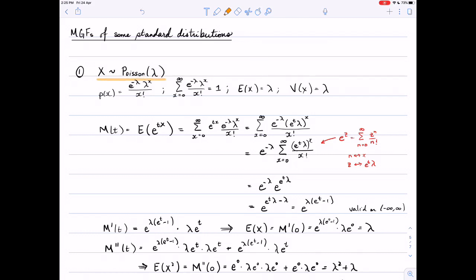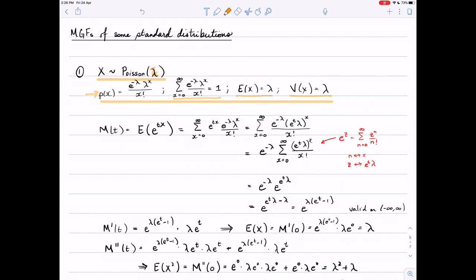The first standard distribution that we want to look at is a Poisson distribution. If X is Poisson, then it needs to have a parameter lambda specified. This is information from your first probability course that you should remember about the Poisson distribution. The probability mass function is e to the minus lambda, lambda to the x over x factorial. The sum of the total probability equals 1. The expected value of a Poisson is lambda, and the variance of a Poisson is also lambda.